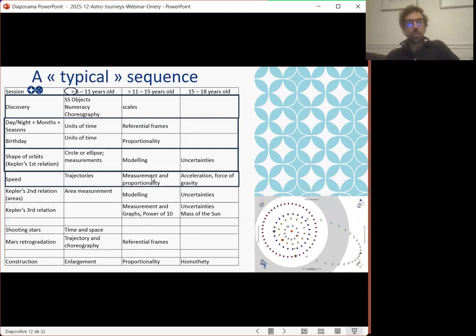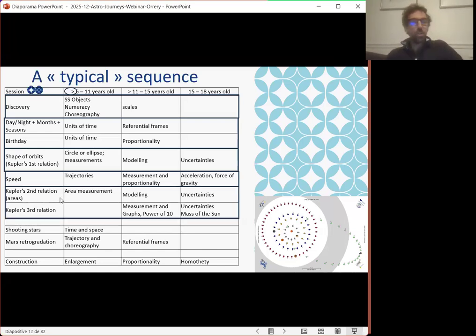And again, with older students, you can go up to a proportionality relation. Is the distance traveled proportional to the duration of the trip? This is the case for the planets, but it's not the case for the comet, because speed is varying for the comet. And for even older students, you can talk about acceleration and force of gravity. So you can go quite far, and the fact that you have a comet helps to go further than if you had only planets, where the orbit is almost circular and the speed doesn't vary much. So it's less interesting.